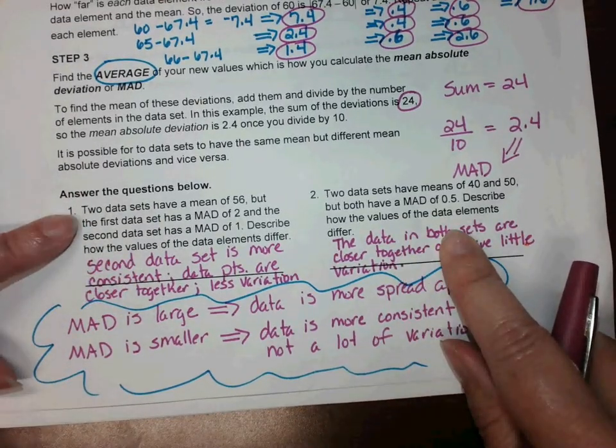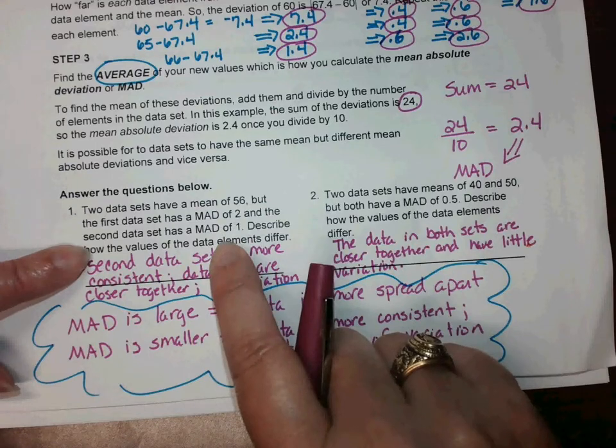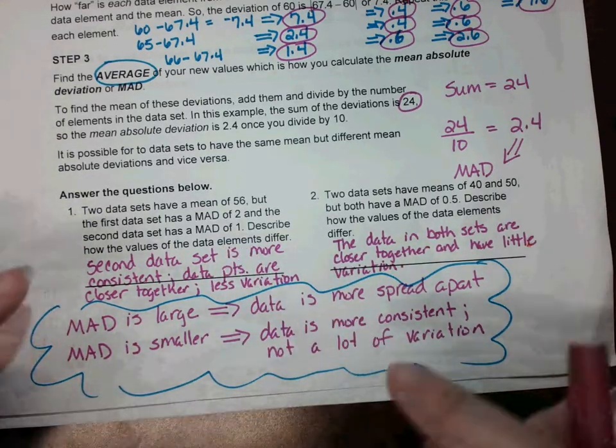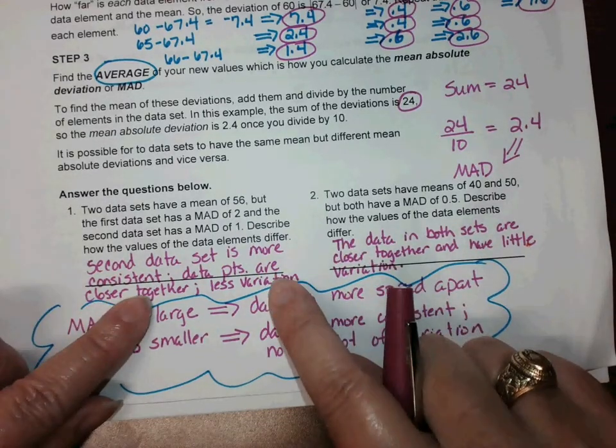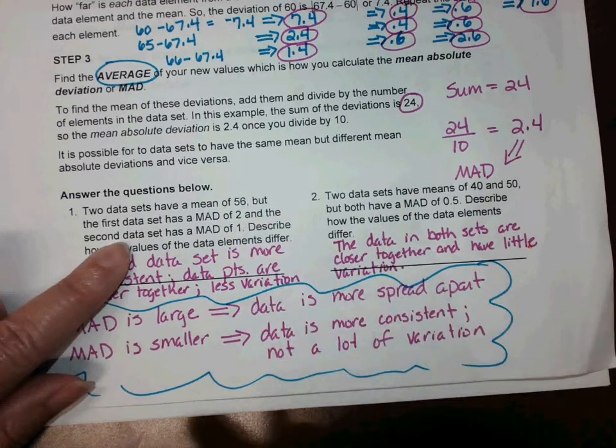If you have 2 sets of data that have a mean of 56, but the first set of data has a MAD of 2 and the second has a MAD of 1, that tells me that the second set of data is more consistent. There's not as much variation. The data points are closer together in set 2 than they are in set 1.